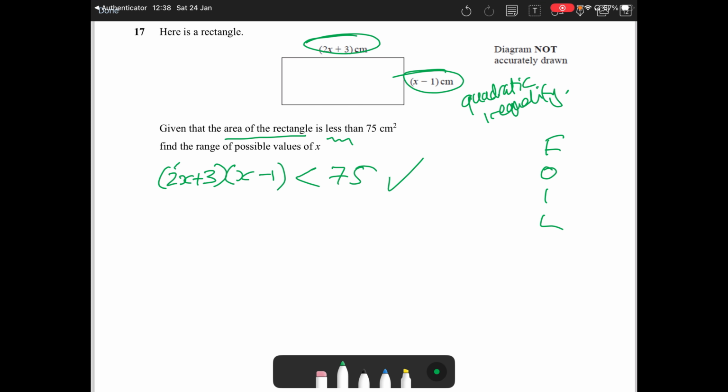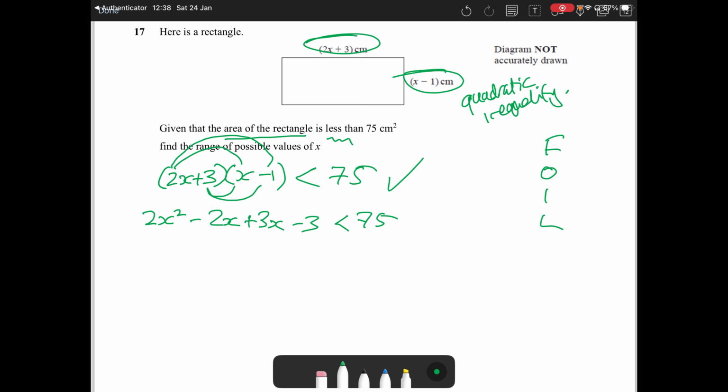F for first terms in each bracket, 2x times x, 2x squared. O for outer, so the outer two terms in both brackets, 2x multiplied by -1 is minus 2x. I means the inner two terms, 3 times x, plus 3x. And finally, the last two terms, positive 3 times -1. Bam. Remember, inequalities, that's still less than 75, right?